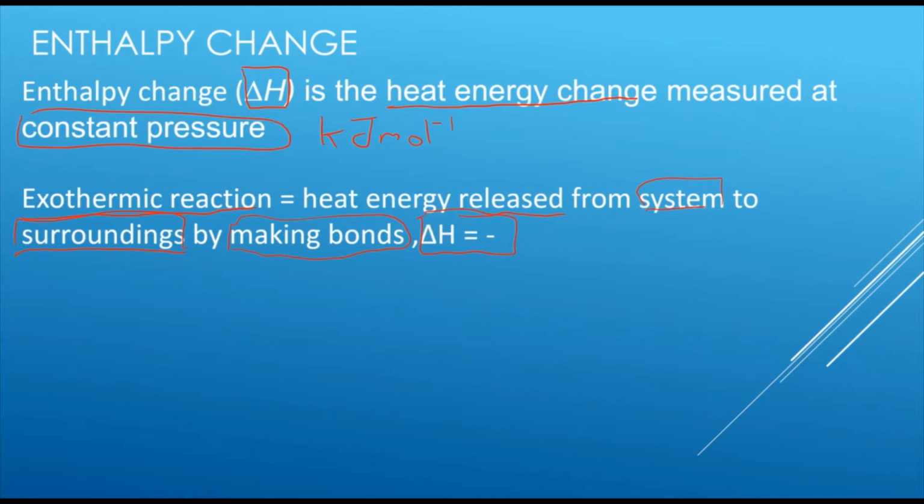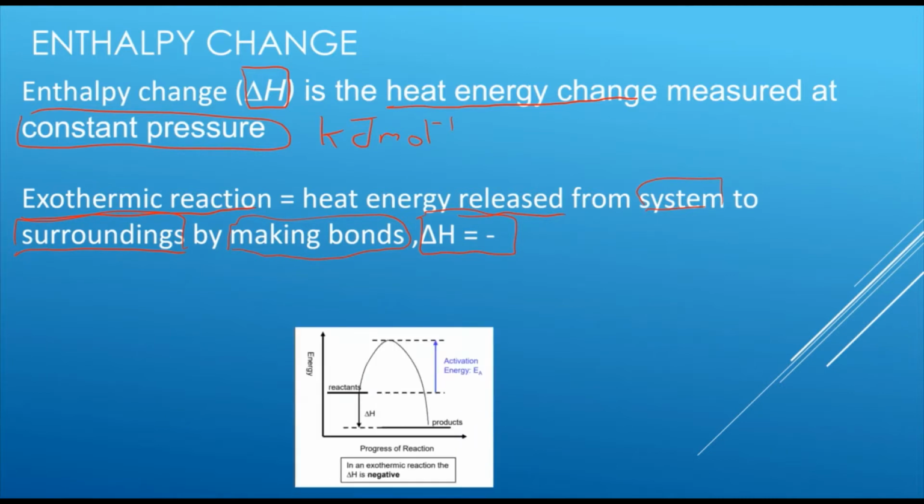So for any exothermic reaction, we will only get a negative enthalpy change. And the reaction profile for this has the reactants at the top and the products at the bottom. So looking at the energy, the products have less energy than the reactants. So we have lost energy because the energy has been given out to the surroundings, so the products have less energy.